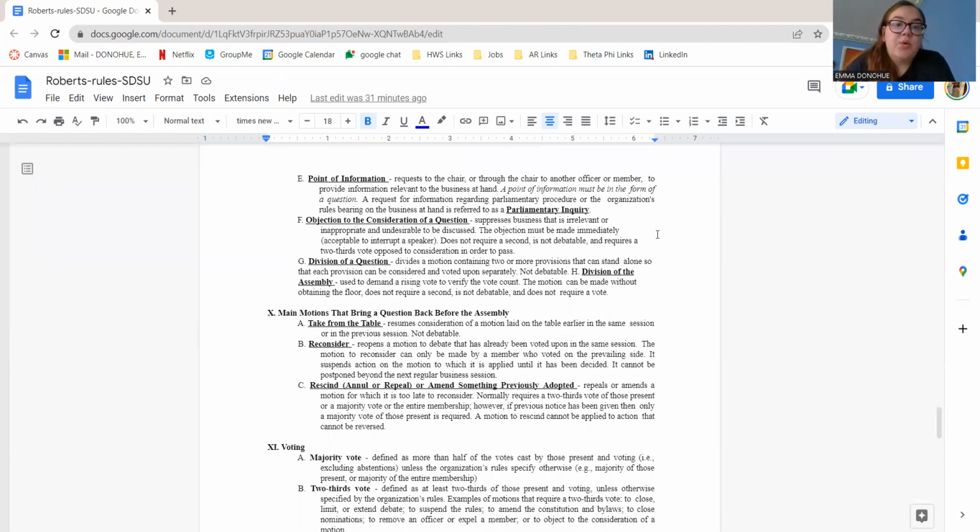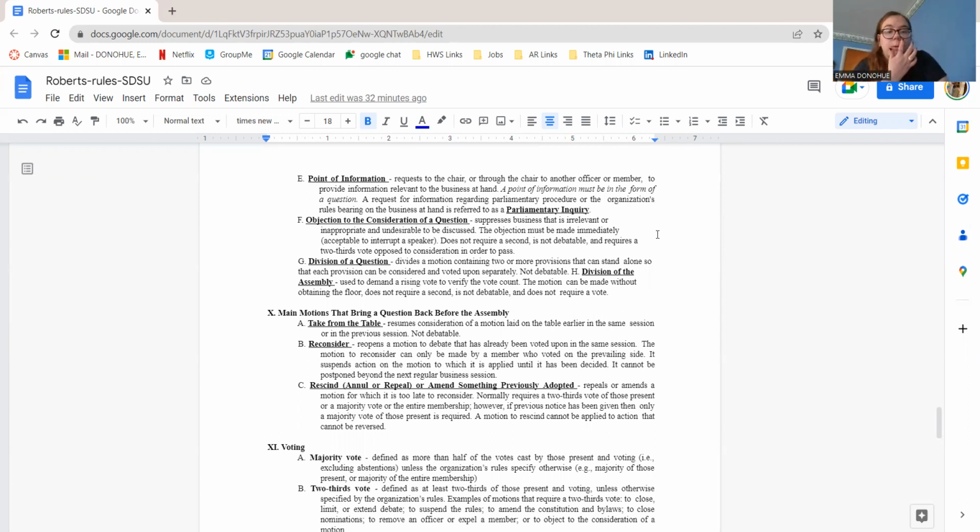Then there is the point of information, which requests the chair, or through the chair another officer or member, to provide information relevant to the business at hand. A point of information must be in the form of a question. A request for information regarding the parliamentary procedure or the organization's rules bearing on the business at hand is referred to as a parliamentary inquiry.